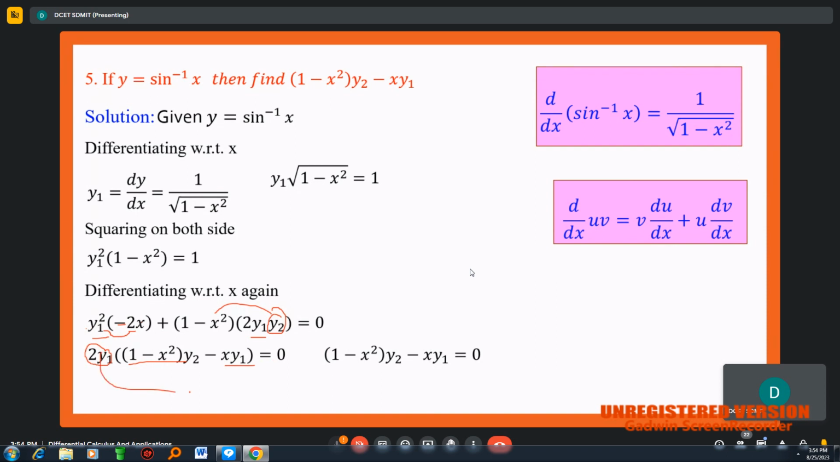Now, when this 2y1 is taken to this side, 0 divided by anything equal to 0. So we are getting that the function value is (1 minus x square) into y2 minus x y1 equal to what? We are getting 0. Okay, clear this one? Now, did you understand?